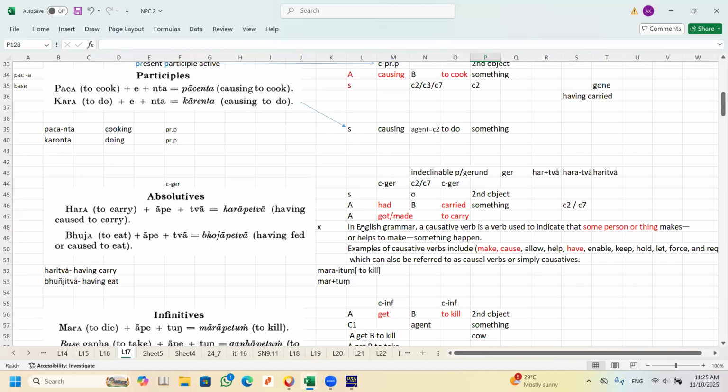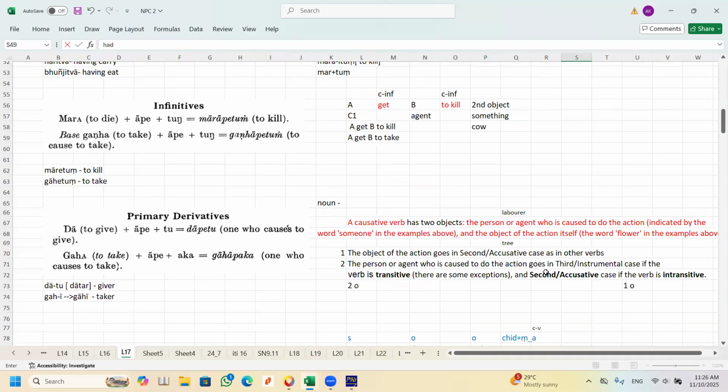In English grammar, a causative word is a verb used to indicate that some person or thing makes or helps to make something happen. So the English causative word doesn't have to be just the word cause. It can be make, allow, help, have, enable, keep on, etc. This is all causative. So the past tense of this causative is had. Can you see this one is had?